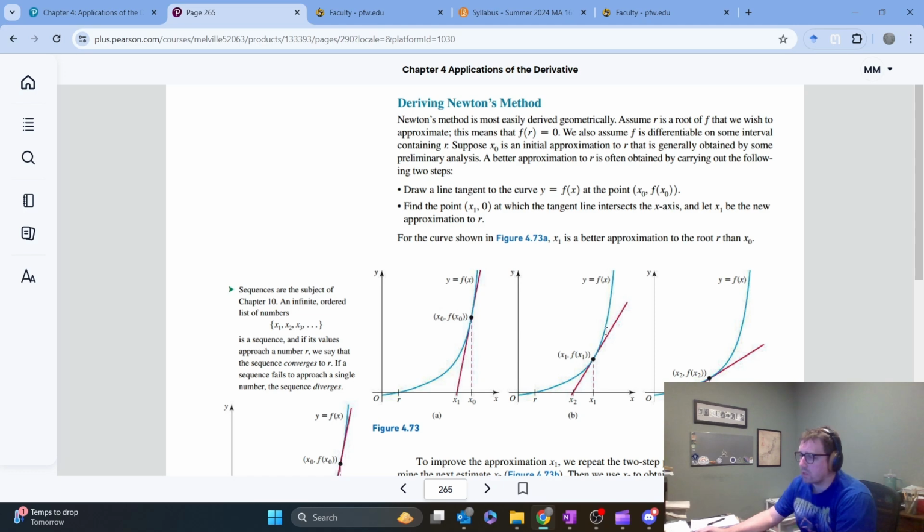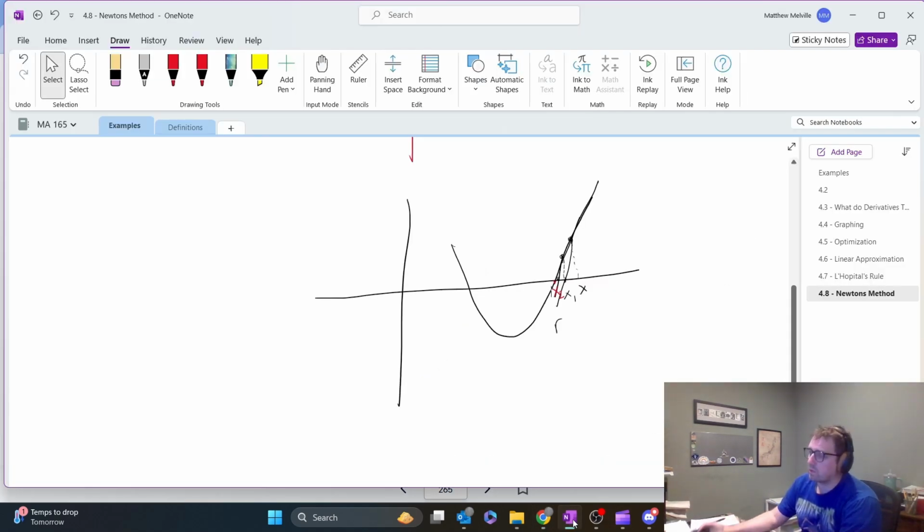x0 is over here still. We draw the tangent line at that point, and we get x2. Then we draw the tangent line at x2 to get x3, and then the tangent line at x3 to get x4.